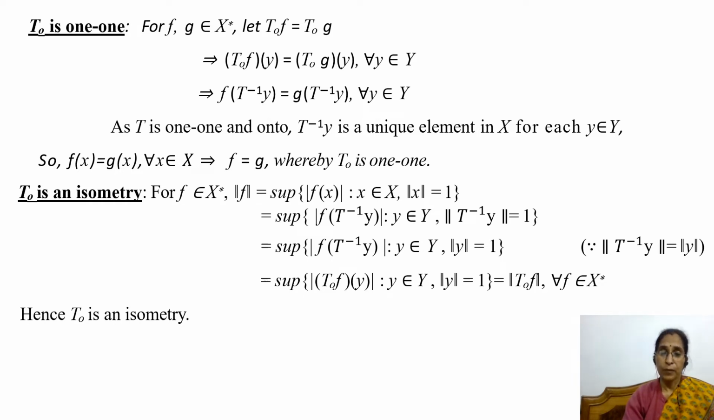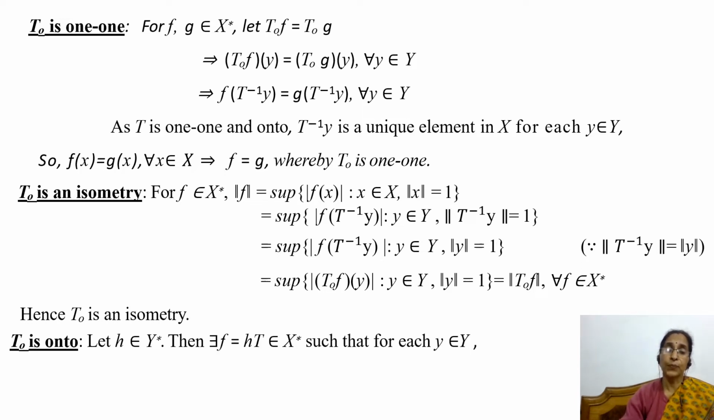And by definition of T naught, we can write it as supremum of mod of T naught f of y, y belongs to Y, norm of y is equal to 1. But then this will be equal to norm of T naught f. And so we have shown that for any f in X star, norm of T naught f is equal to norm of f. That means T naught is an isometry.